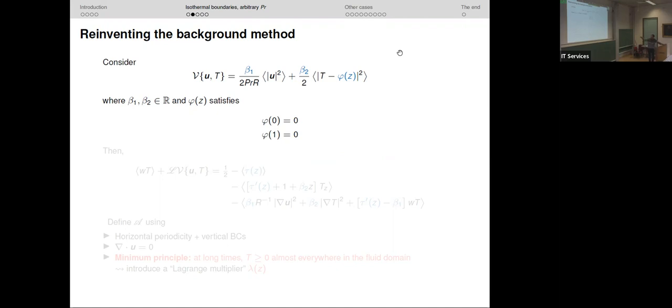And it boils down to taking a V that has two quadratic terms. The first one is proportional to the kinetic energy of the fluid. And the second one is proportional to the energy of temperature perturbations compared to a z-dependent background temperature profile, which I'm going to call phi. And you can weight these two terms, give different weight to these two terms, and I'm going to call the weight for the first one beta 1 and beta 2 the weight for the second one. And if you're familiar with the background method, these are the balance parameters. That's the name that they go by.